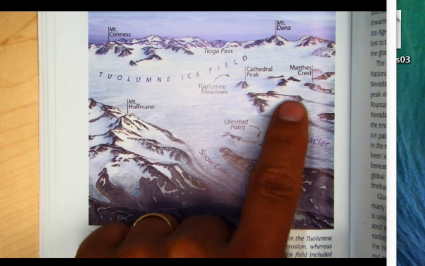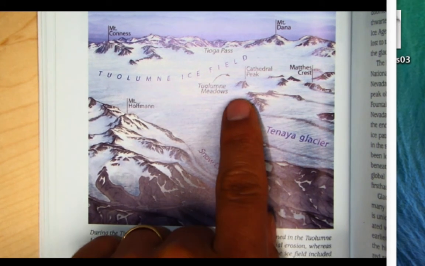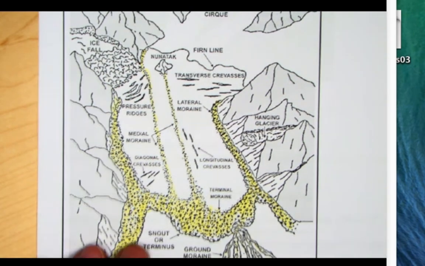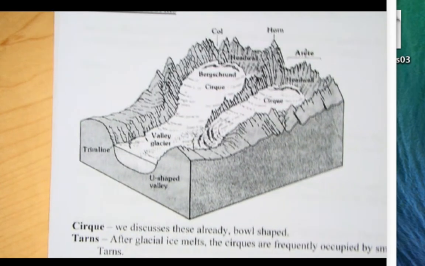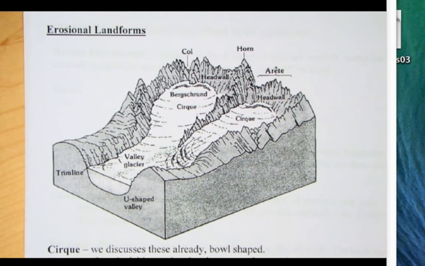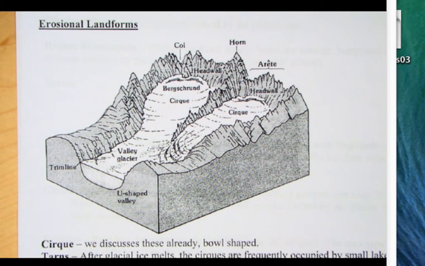So those would also be examples of nunataks that would be sticking above the ice field there. All right, so we talked about the moraines there. Now let's look at some erosional features related to glaciation. This is what is really more important, because this is what we see today. Most of the glaciers have melted back. We don't see the glacier.